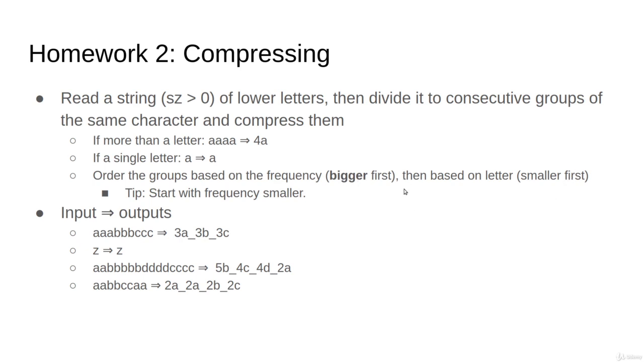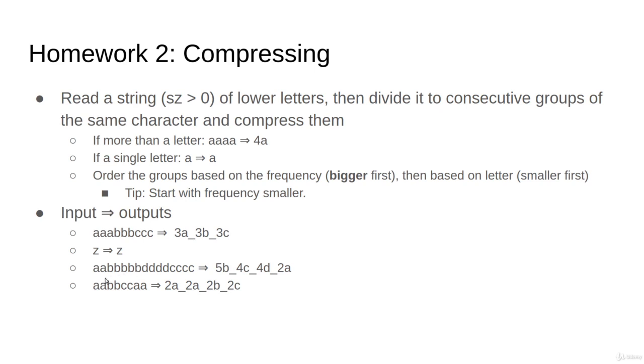Okay. If this is hard for you, start with the frequency smaller first and letter smaller first. If frequency bigger is tricky for you, you can start with a frequency smaller. There is a small trick to switch from that to that. Here is an example. If you read this string, you will notice we have 3 A's and 3 B's and 3 C's. You will print them underscore separated this way, 3A underscore 3B underscore 3C. Observe that they are all of the same frequency, and they will be A, B, C in normal order, because A, B, C is smaller in this order. Single letter A, Z is just single letter Z.